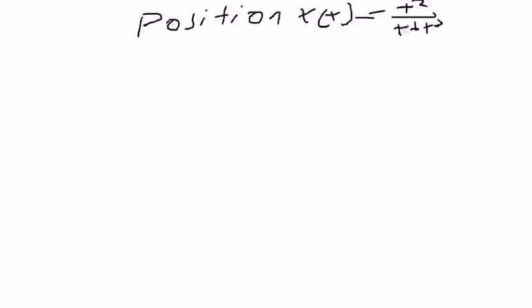So in this problem we're given that the position time function is x of t equals t squared over t plus t cubed. You can interpret that handwriting. And we're asked in part A to find the velocity function. And we know that velocity is the same thing as saying x prime of t.